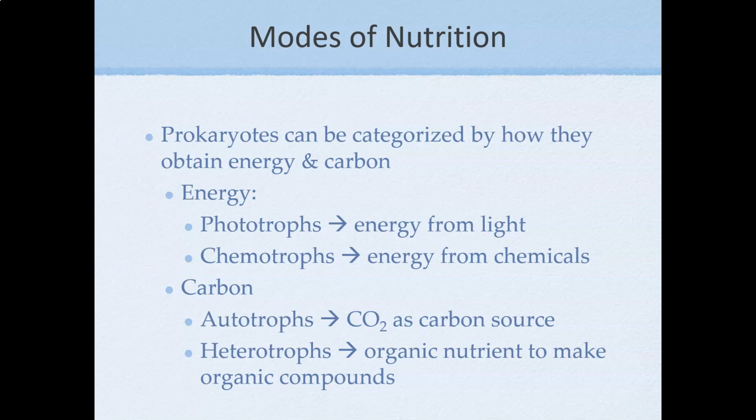Autotrophs are more akin to photosynthesis, where they are using carbon dioxide as their major source of carbon to build all of the macromolecules that they need. Or are they heterotrophs, where they have to take in organic nutrients already in the form of organic compounds? They're taking in sugars, they're taking in amino acids from their environment to have those building materials as a way to perpetuate their metabolism.